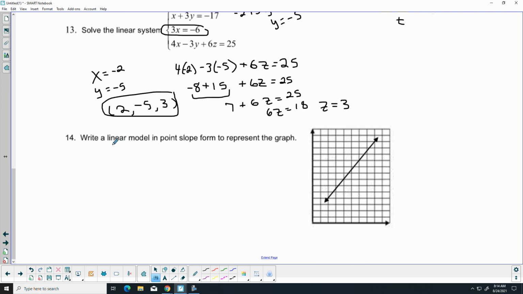All right, write a linear model in point slope form. So I need to find 2 points. I'm going to use that point right there, which is 1, 2, 3, 4, and up 1, 2, 3, 4, 5, 6, 7. Then I need to find another one. I'm going to use that point on the line, which is 6, 8, 9, 10. And my slope looks like it's up 3 over 2. So m is 3 over 2.